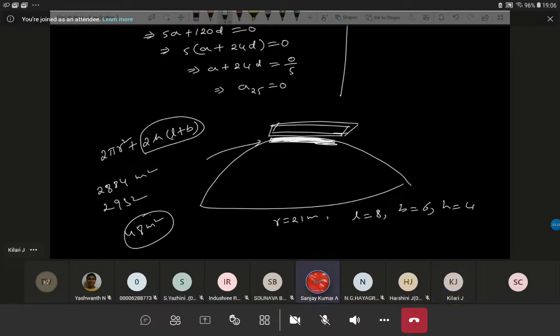So actually one LB is extra. No, one LB is more. We took TSA of the cuboid minus the base area of the cuboid and then added the CSA to each piece. Actually, we are losing one LB area from the dome also, no?